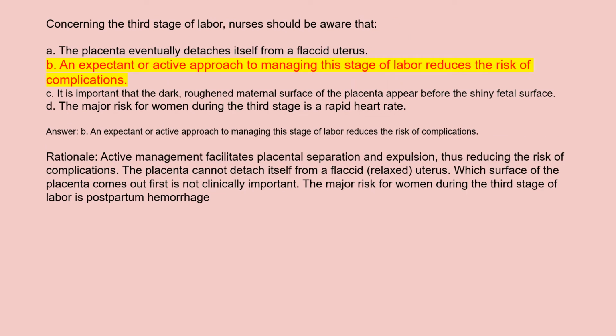Answer. B. An expectant or active approach to managing this stage of labor reduces the risk of complications. Rationale. Active management facilitates placental separation and expulsion, thus reducing the risk of complications. The placenta cannot detach itself from a flaccid, relaxed uterus. Which surface of the placenta comes out first is not clinically important. The major risk for women during the third stage of labor is postpartum hemorrhage.